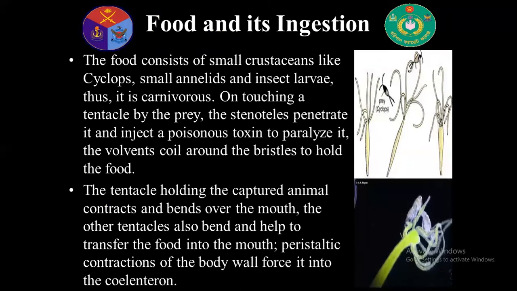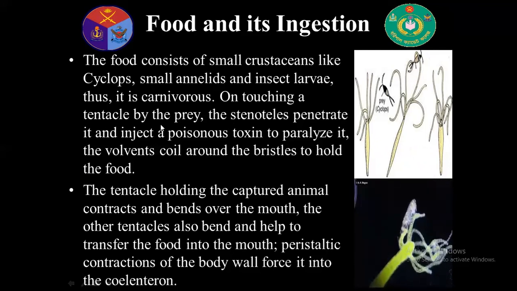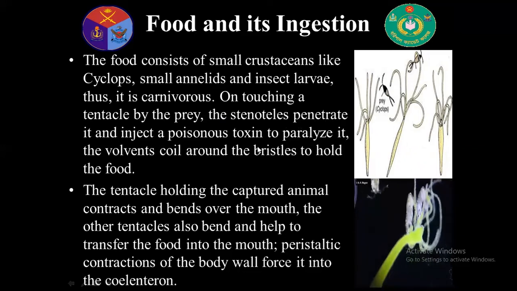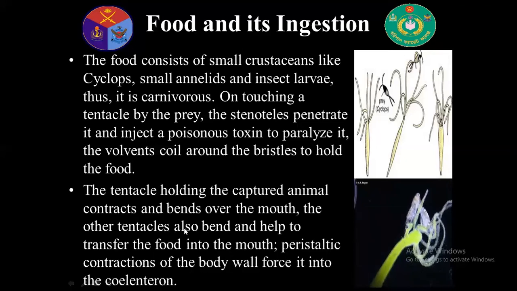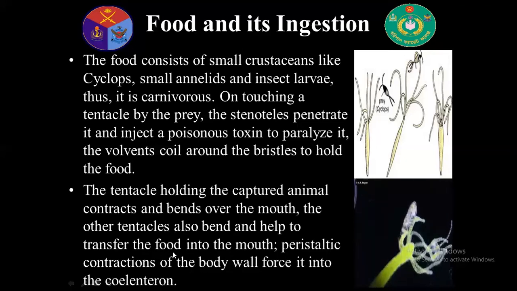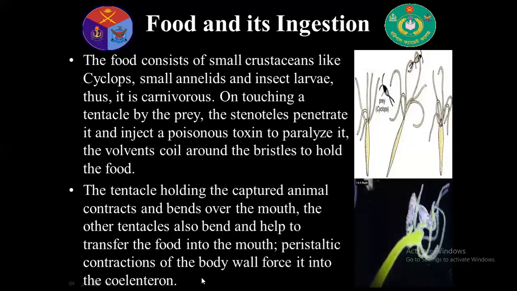Now, food and its ingestion. Actually, Hydra is a carnivorous animal because it eats small crustaceans like cyclops, annelids, insect larvae, insects. On touching a tentacle by the prey, the stenotyle penetrate it and inject a poisonous toxin, I mean hypnotoxin, to paralyze it. Then the volvents coil around the bristle to hold the food. The tentacles holding the captured animal contract and bend over the mouth. The other tentacles also bend and help to transfer the food into the mouth. Peristaltic contraction of the body wall forces it into the coelenteron.